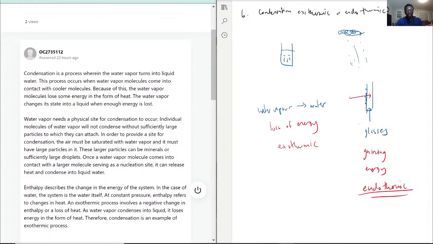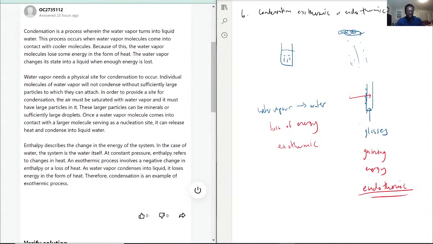Condensation is a process where the water vapor turns to liquid water. That's true. The water vapor molecules come into contact with cooler molecules, and that's the key there. My glasses were cold from wandering outside, and then when I get into a much warmer place, the glasses are going to be absorbing heat from the surroundings, including the water vapor that might touch my glasses in the process, hence why you get the condensation on it.